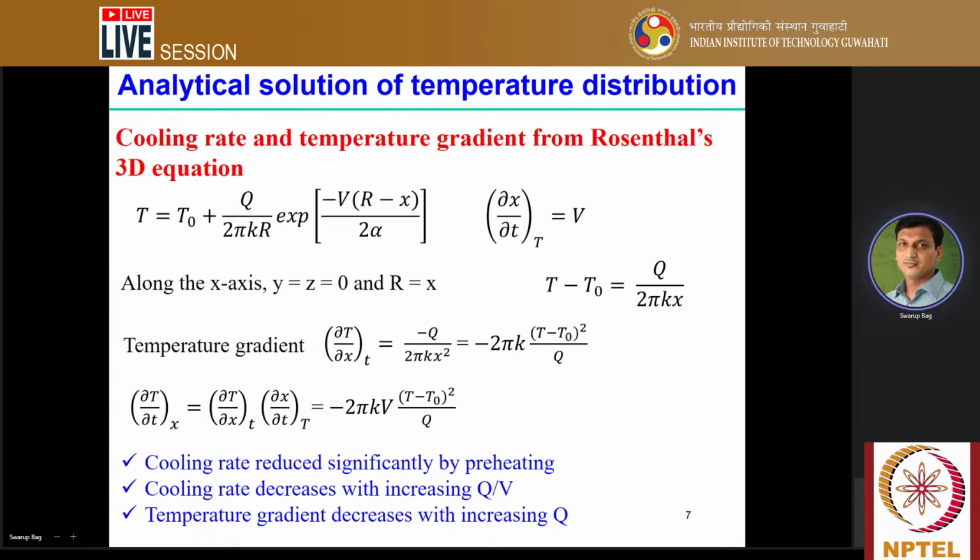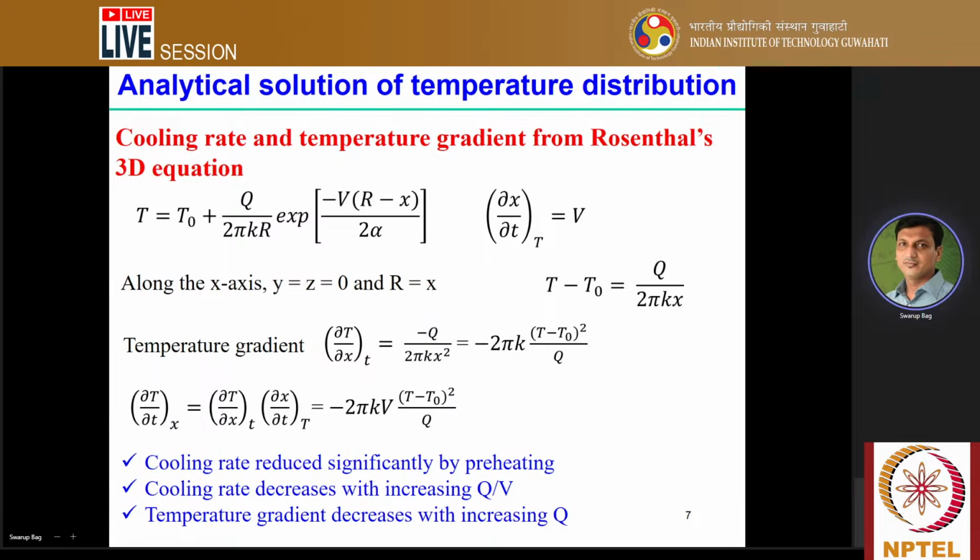At the same time, cooling rate decreases with increasing Q by V. From this equation, Q divided by V indicates the heat input per unit length. If that value in the denominator increases, then the total value decreases. Therefore, cooling rate decreases with increasing Q by V value. That means if you increase the heat input per unit length, the cooling rate decreases.